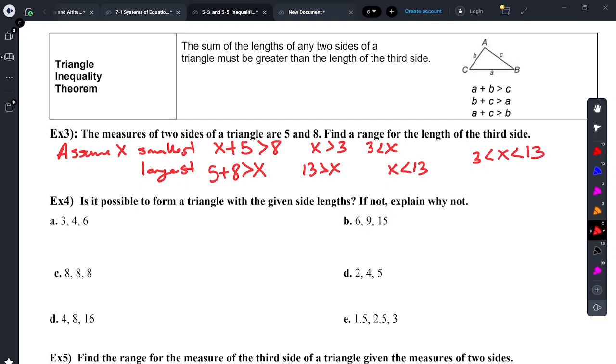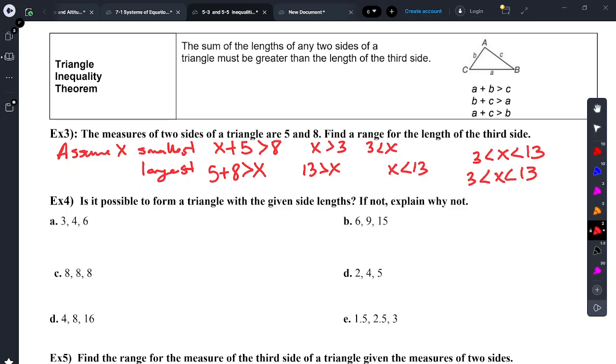Another way you can do it is, you know your arrow is going to be like this, and just write the two numbers, 3 and 13. So it's between 3 and 13. Including 3 and 13 or not including 3 and 13? No. 3.1 would work, but 3 would not work. Got it? Yep. No, because if it was an integer, yes, but it doesn't have to be an integral length. Yeah? Good question.